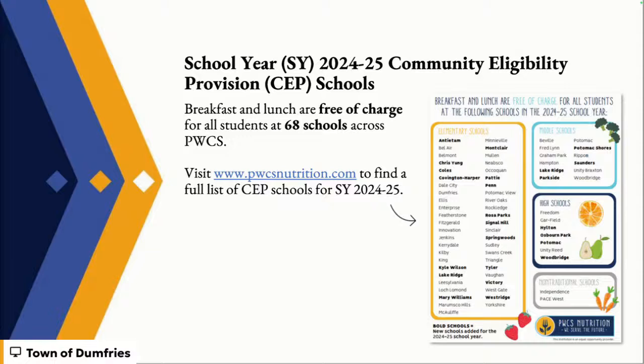Because of this reduction in the participation threshold, divisions may evaluate their ability to participate. Not every division may be able to participate at that level. We looked at our finances in our program, and Prince William determined that we could do that. And so we were really excited to add 24 additional schools this year. This means that 68 of our 97 schools offer no-cost meals to all of our students.